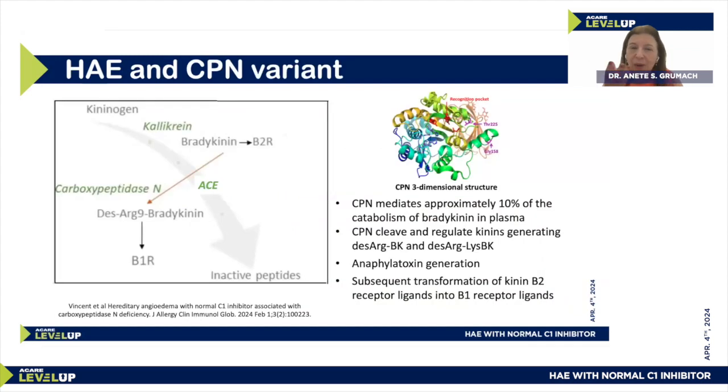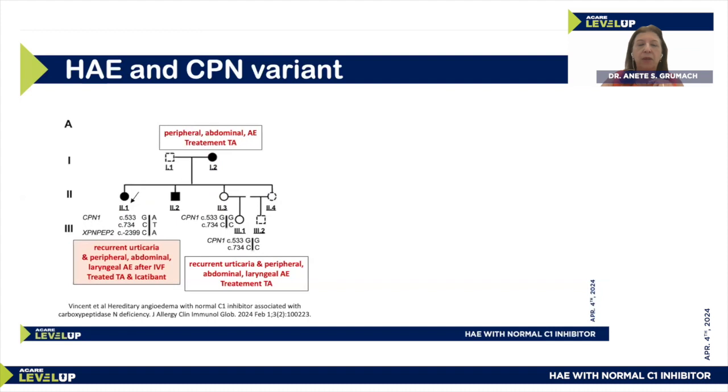And I wanted to point out this new publication about carboxypeptidase N, and it's very interesting because it works in the catabolism of bradykinin. There are some mechanisms linked. There is experimental work showing that edema can be triggered in these patients. And this was reported recently in a family, but you can see here on the left that we have, okay, peripheral, abdominal angioedema, but we have also urticaria. We have recurrent urticaria in these patients, and they were treated with tranexamic acid and icatibant.